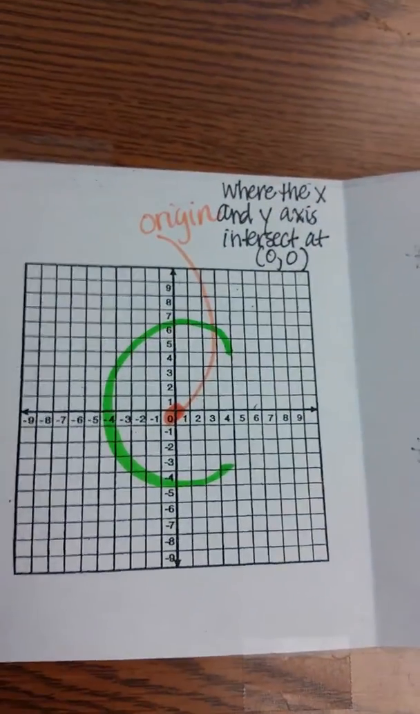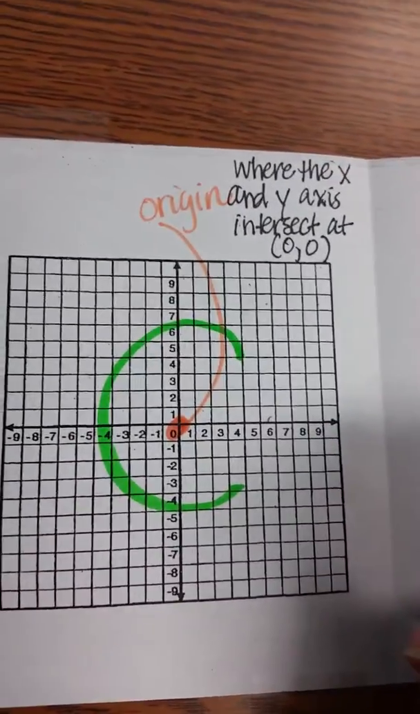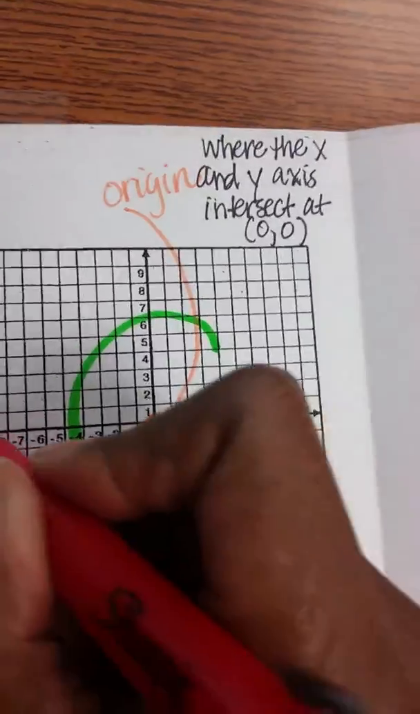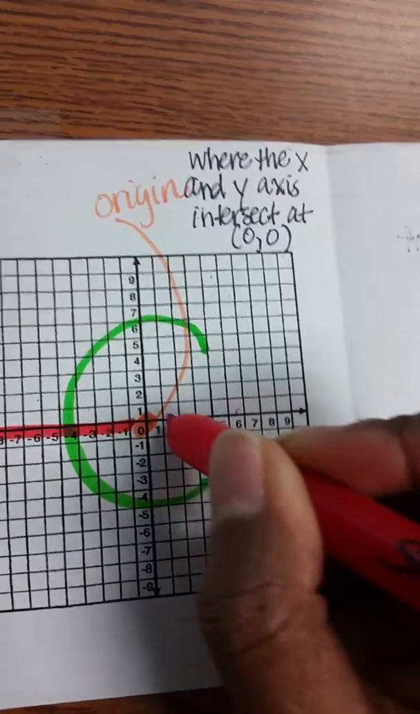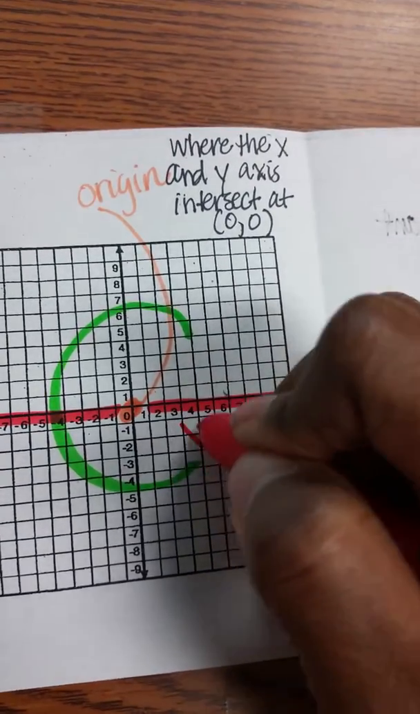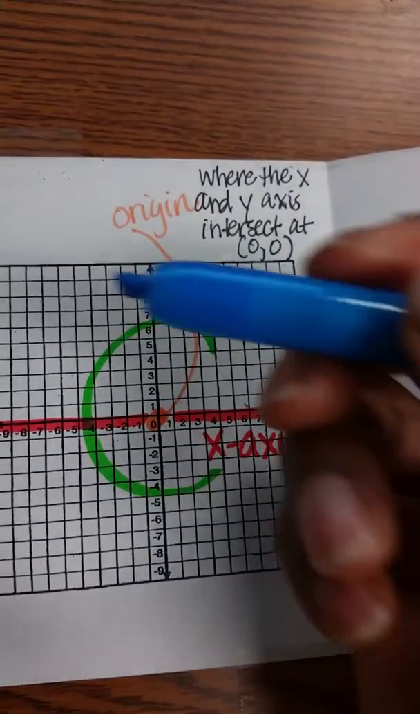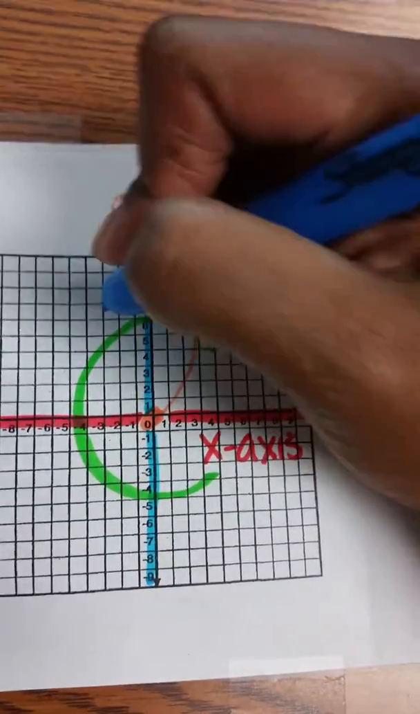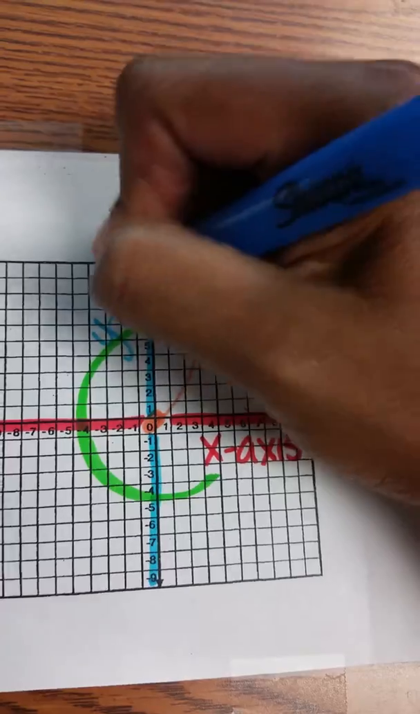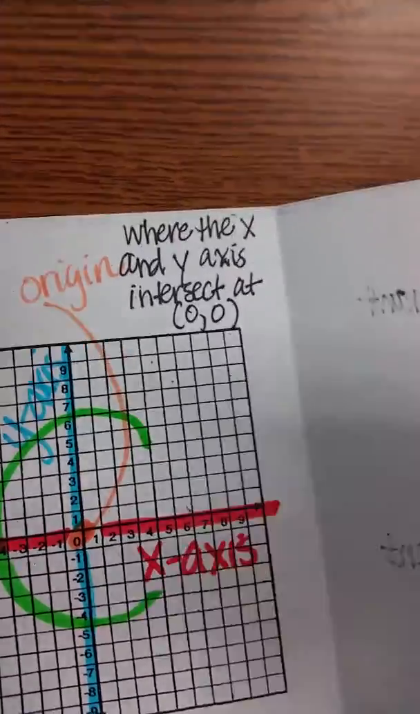Now I'm going to label the x-axis. Remember, we taxi on the x and we fly on the y. When you ride in a taxi, you go along this way. So this one here will be my x-axis. Then we're going to fly on the y. So this here would be my y-axis.